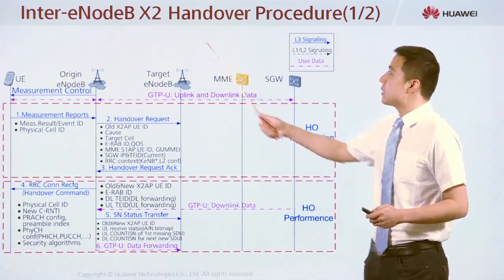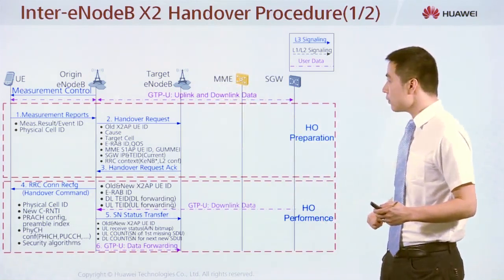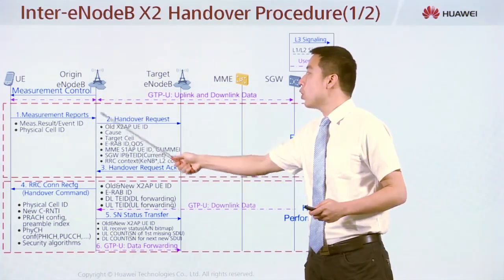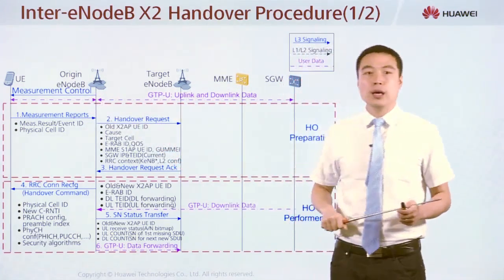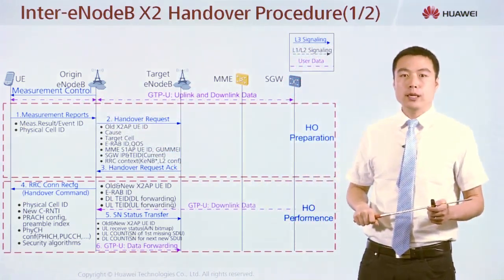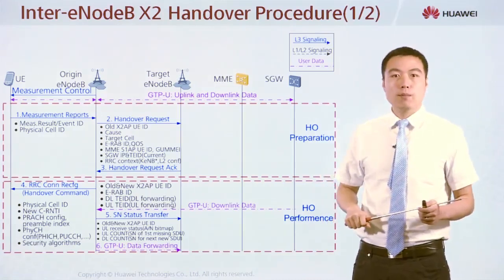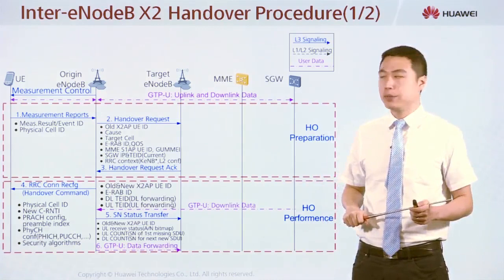First, let's discuss the inter-eNodeB X2 handover procedures. At the beginning, the original eNodeB will send the measurement control message to the UE, telling the UE how to perform the measurement. This measurement control message includes the neighboring cell configuration and also the criterion for the measurement.